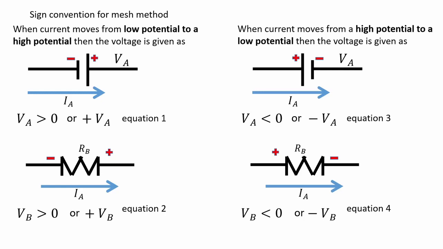Note that the direction of the current is assumed only and it may or may not be true. Also, the positive and negative signs for the resistors are also assumed. In contrast, when the current moves from a high potential to a low potential, it will have a negative value of their voltages. This is true for both voltage source and the resistor. Now let us go back to the problem.